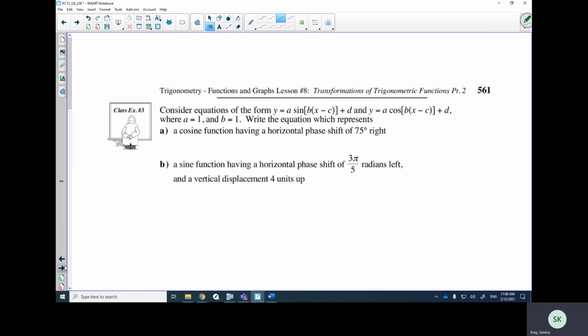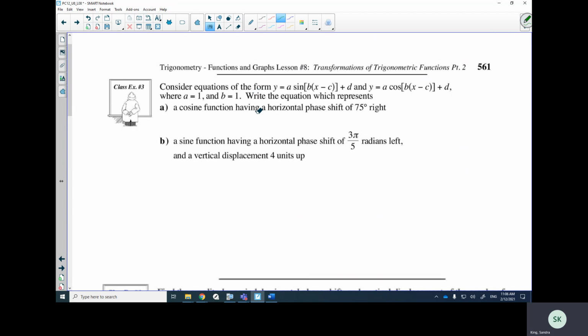Okay, let's do class example 3. It gives me the general form again of the sine and all the transformations and the cos and all the transformations. To make this nice and simple for this one, A is 1 and B is 1. So that means there's going to be no vertical stretch, no horizontal stretch. We're just going to have to find the C parameter and the D parameter. So it wants me to do a cosine function with a horizontal phase shift 75 degrees right. So we would underline horizontal phase shift 75 degrees right, and then you'd say, is that a C or a D?